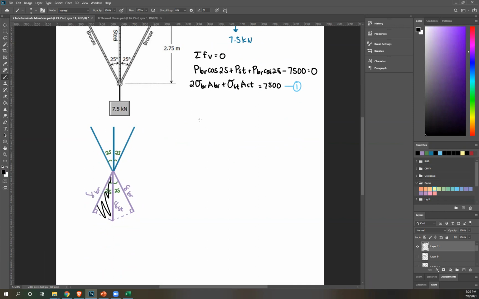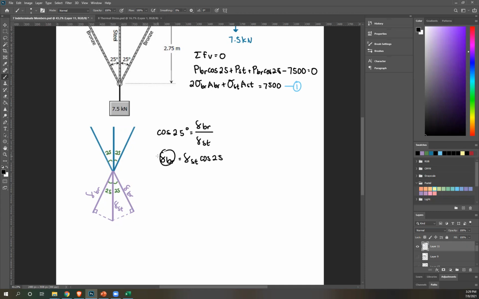We have a right triangle, so we can use trig functions, specifically cosine. So let's focus on this one. Cosine 25 degrees equals opposite, adjacent. The adjacent of this right triangle is deformation BR over hypotenuse, and that's deformation or delta ST. Smooth things around. We have deformation of bronze equals deformation of steel times cosine 25.